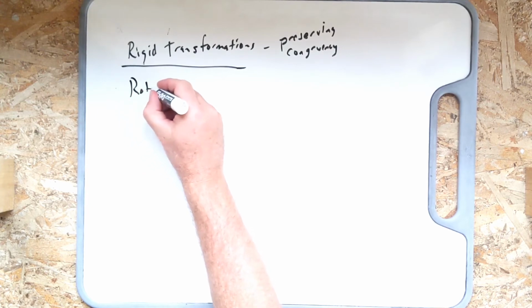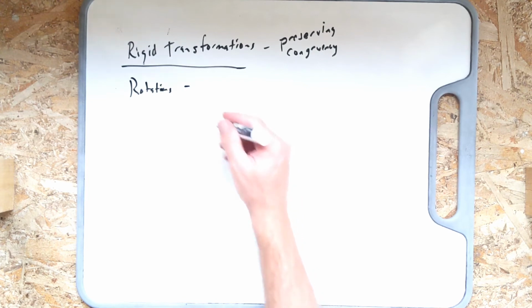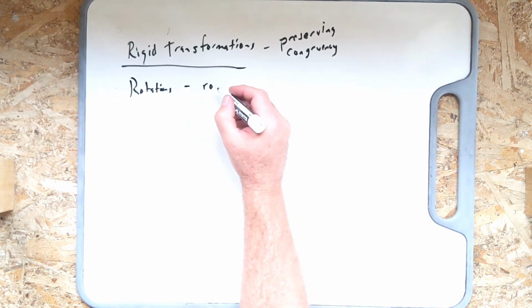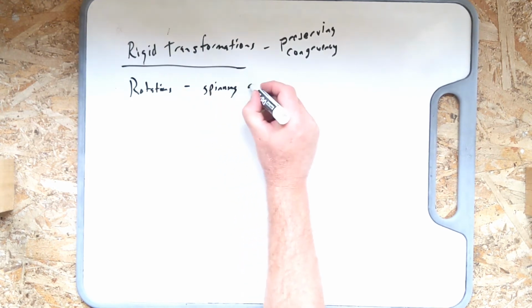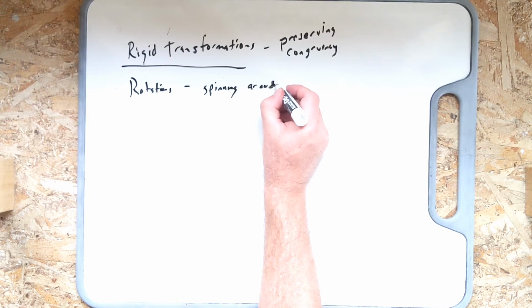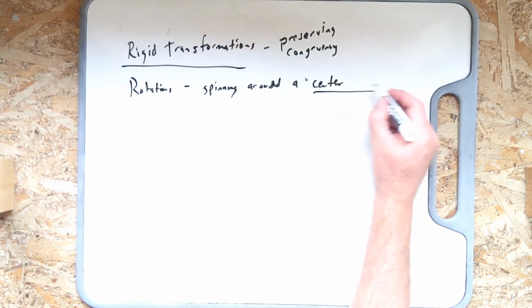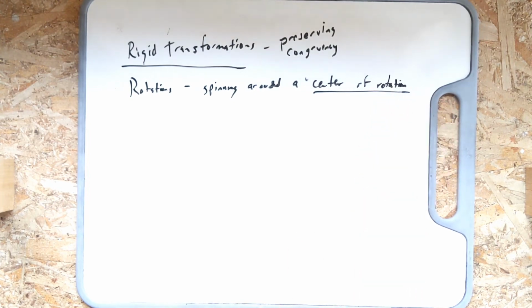Okay, rotation is going around in a circle. Another word for rotating is spinning around a center, the center of rotation, which we typically did as the origin, but in the last stuff we did, we were rotating around different points than the origin.